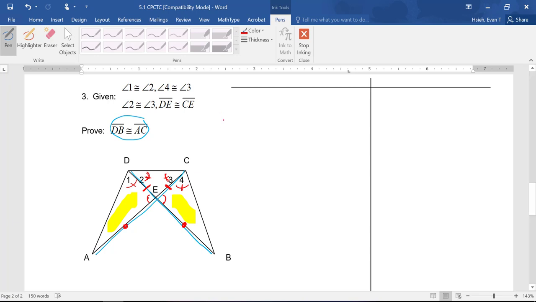I can go ahead and prove that triangle DEA is congruent to triangle CEB, and that would be by angle, side, angle. And then I can do a CPCTC, say that AE is congruent to BE, CPCTC, and then I can do DB is congruent to AC simply by adding the congruent segments to congruent segments, so addition property. So that's one approach I can take to this.